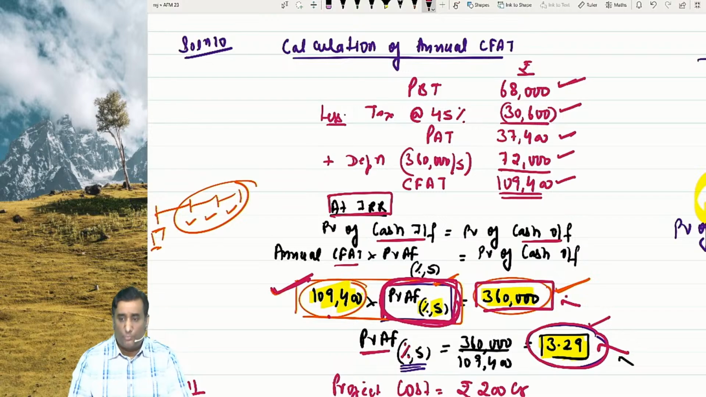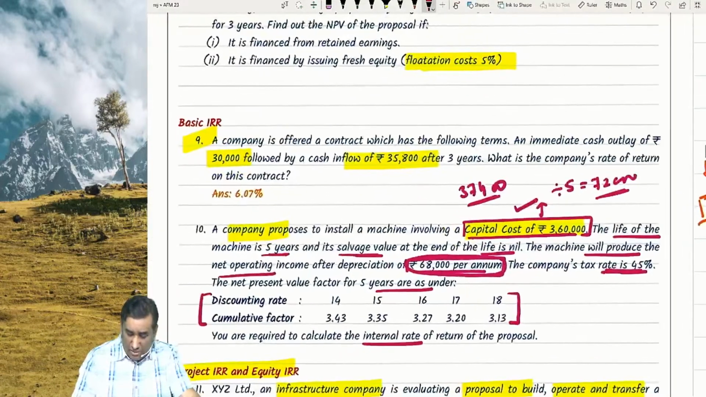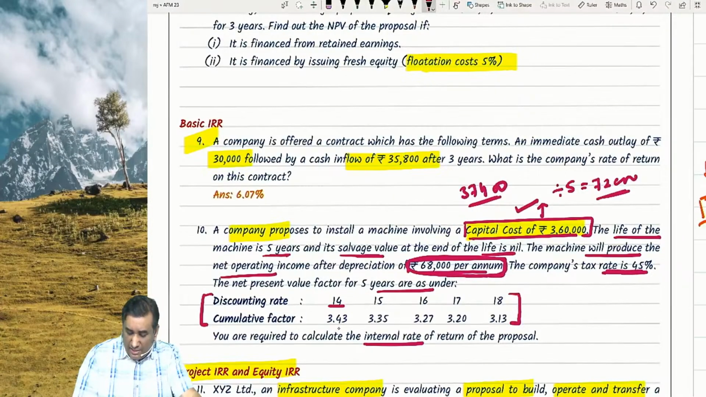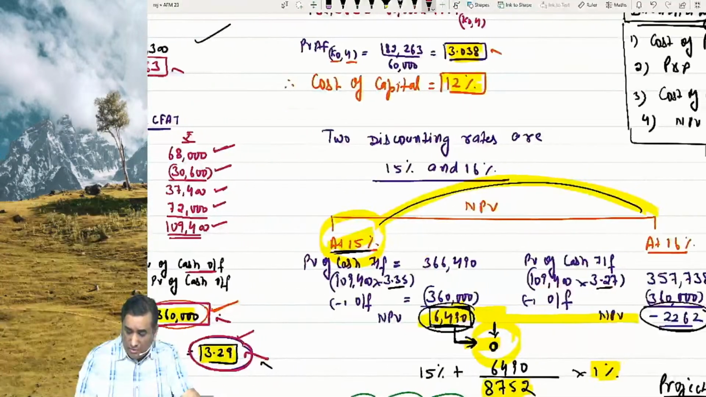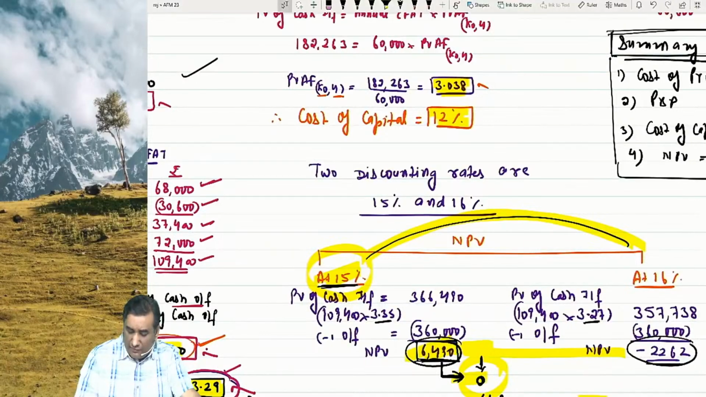Now how do I know 3.29? This is how the examiner will give it to you. He will say 14% rate, annuity is 3.43, 15% is 3.35, 16% is 3.27, 17% is 3.20. Your value of 3.29 falls between 15 and 16 percent. So you used to select two discount rates. They were 15 and 16.